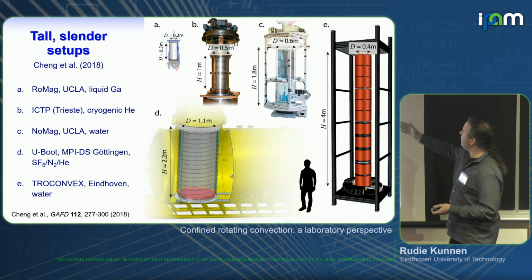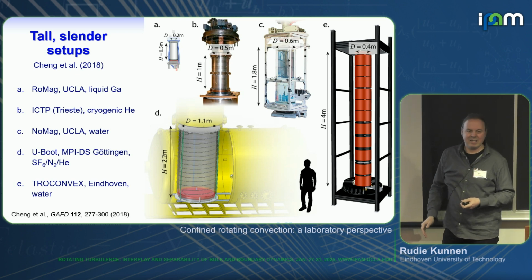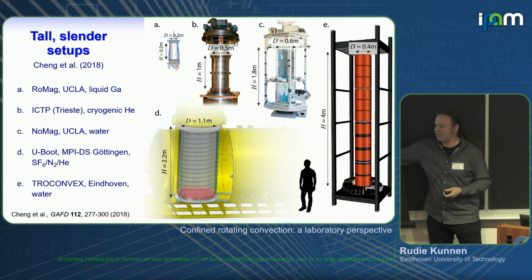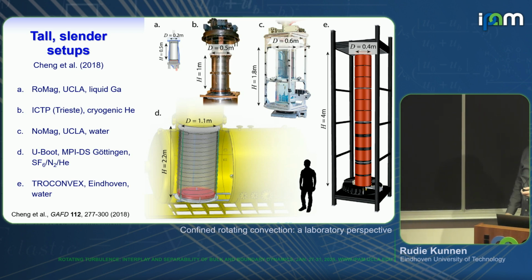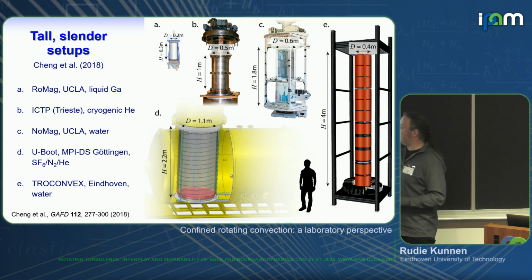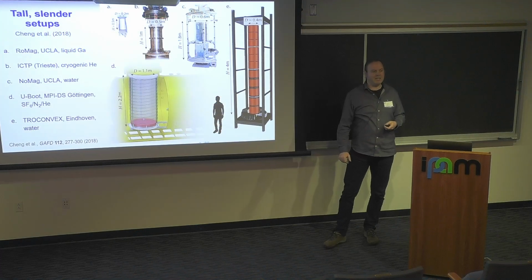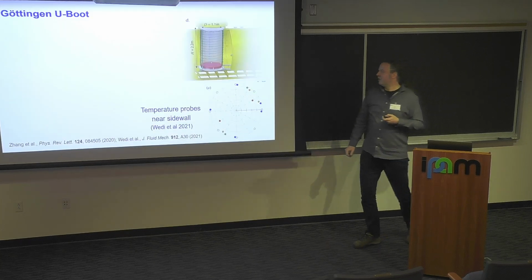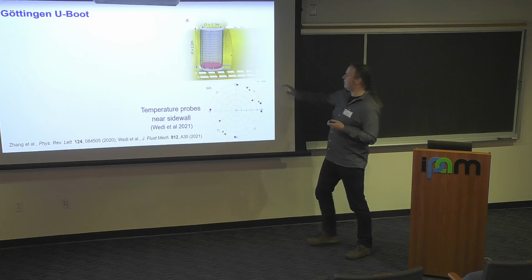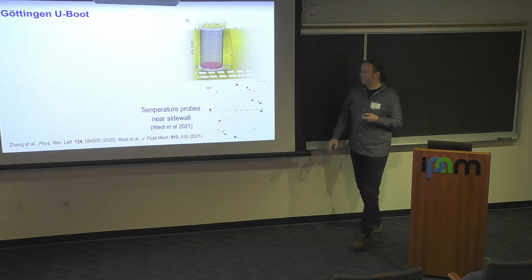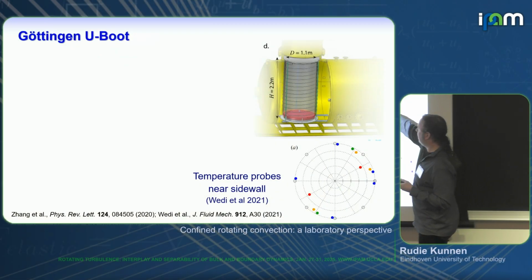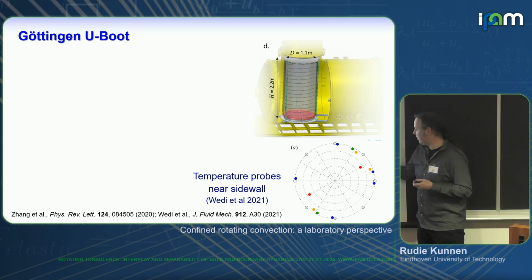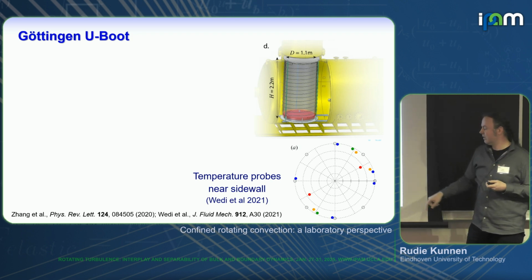And as you can see, size is increasing ever and ever so much, up to 4 meters in the case of this device that is indeed in Eindhoven. So these devices were put into practice. The measurements started, and then some funny things started to happen. First, I want to share the data from the Göttingen U-boat. In this setup, they had put thermistors on the sidewall or slightly into the working fluid, into this gas.